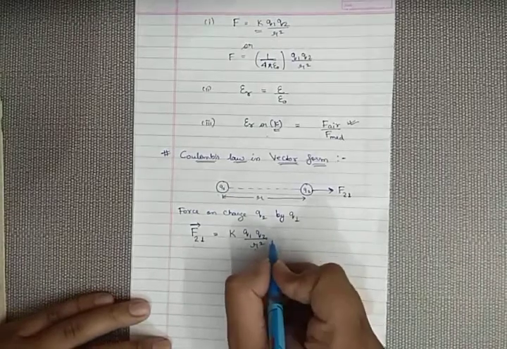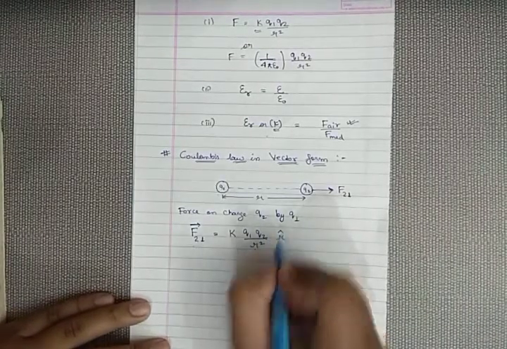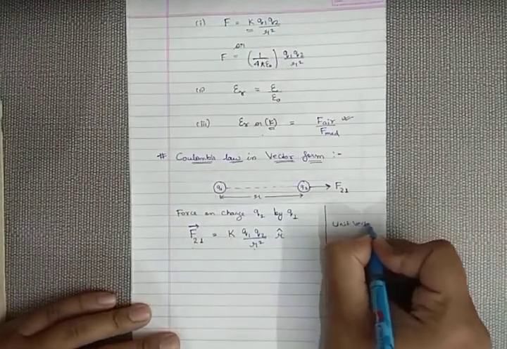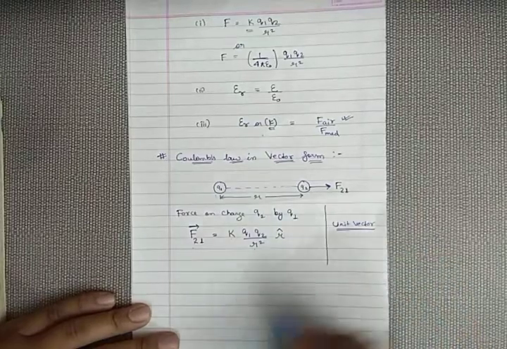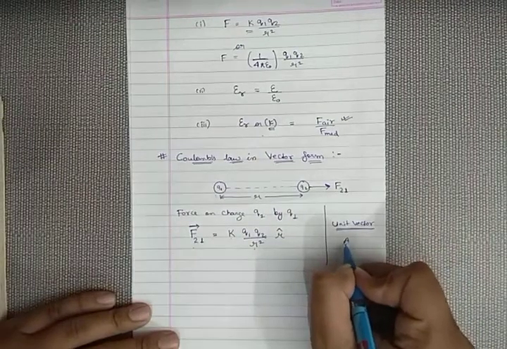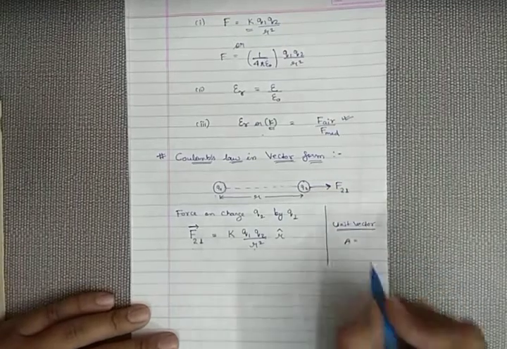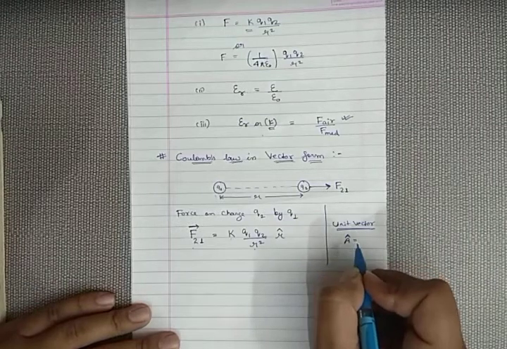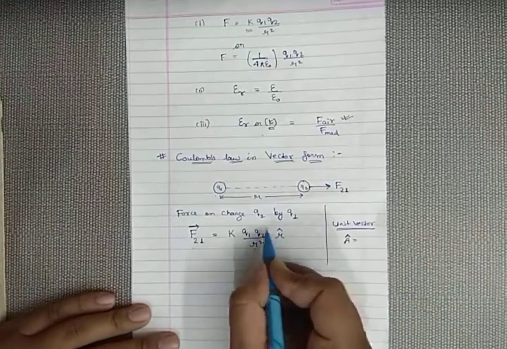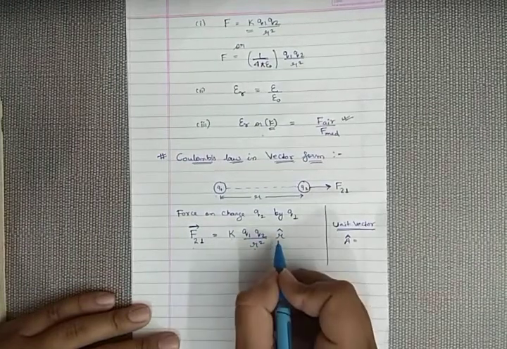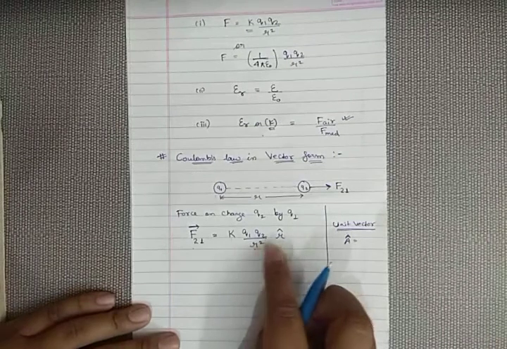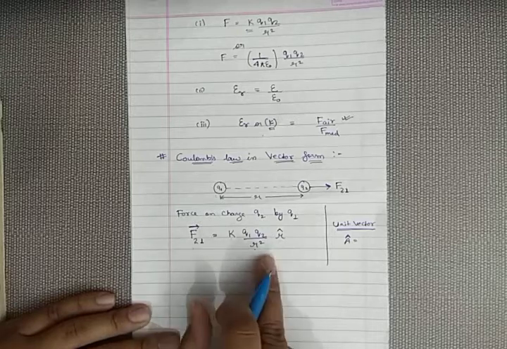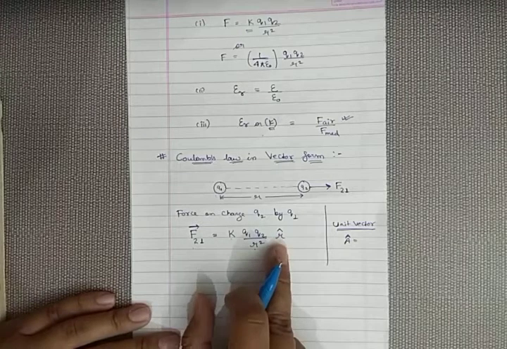Now here we will use a unit vector, r cap. I think you must remember the topic of unit vector. In 11th class we have studied this unit vector. A unit vector is basically a vector which has a magnitude of 1. Suppose this is A cap, pronounced as A cap. A cap is a unit vector, it has a magnitude equal to 1. So if I write a unit vector here, there will be no change in its magnitude because the magnitude of this unit vector is 1. On multiplying anything with 1, there is no change in its magnitude. So in order to write this in vector form, I have used the unit vector r cap.